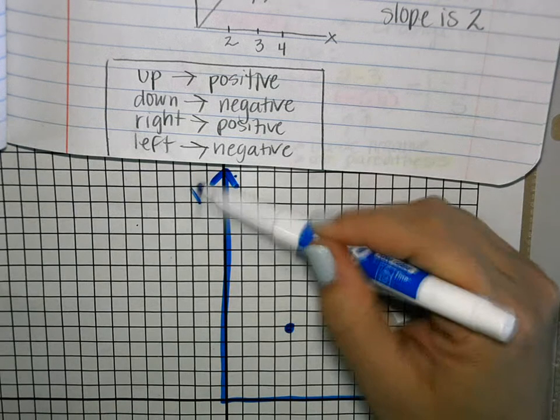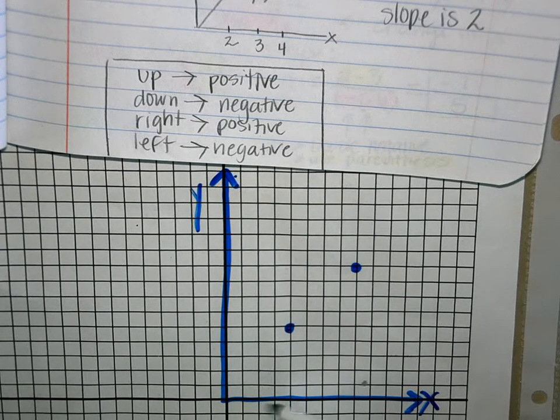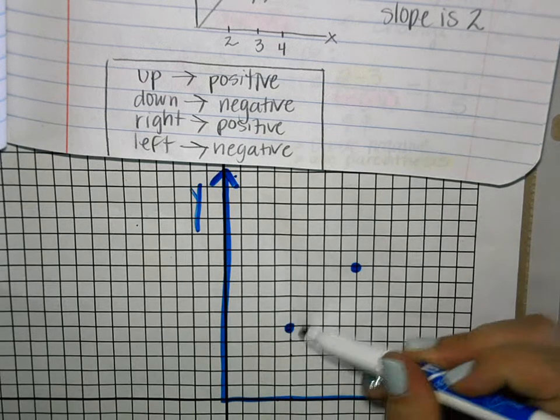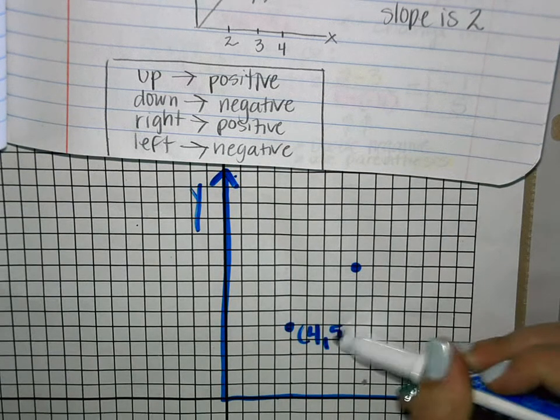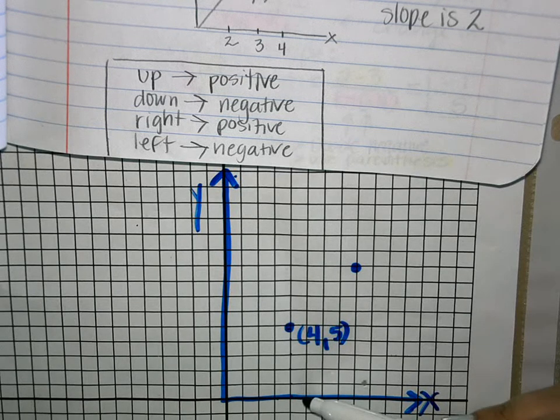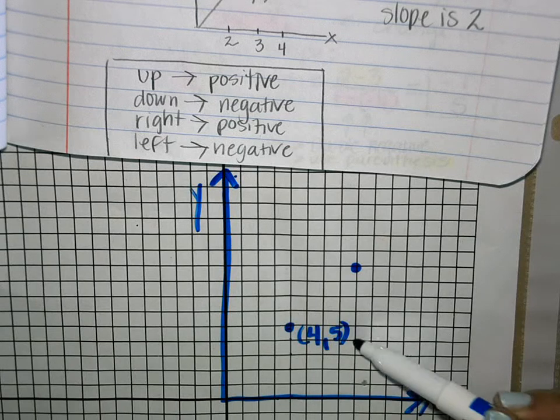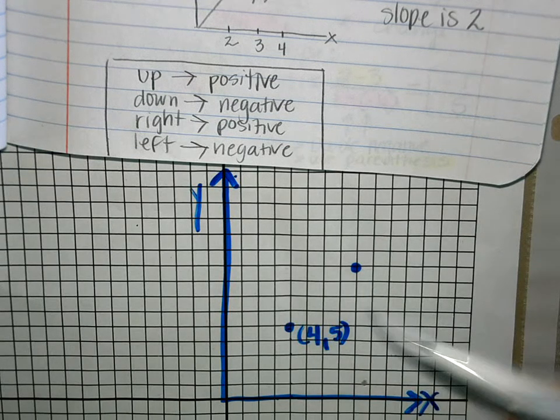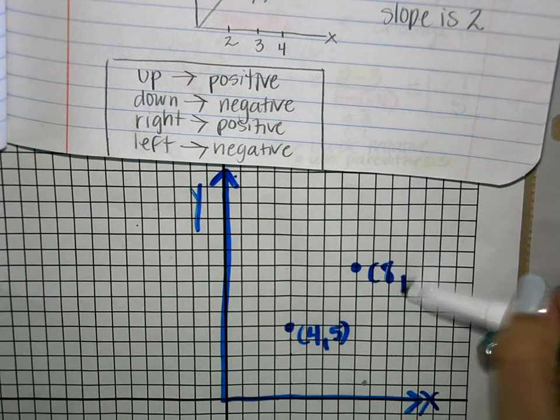And this is y. So I can go 1, 2, 3, 4, 1, 2, 3, 4, 5. Remember this? 4 comma 5. To get that point, let's see, this is 4, so 5, 6, 7, 8. 1, 2, 3, 4, 5, 6, 7, 8, 9. So this was 8 comma 9.